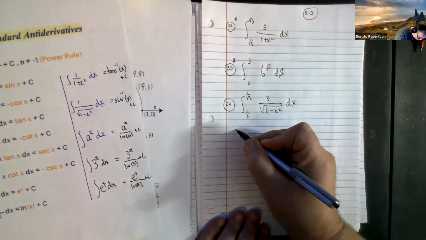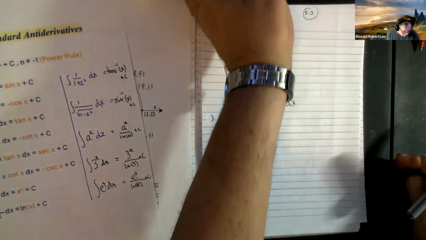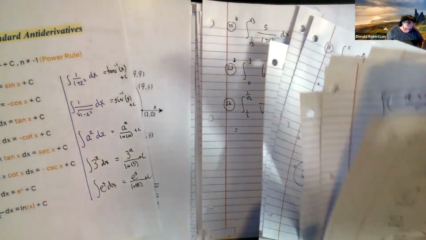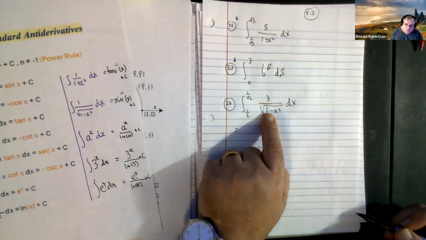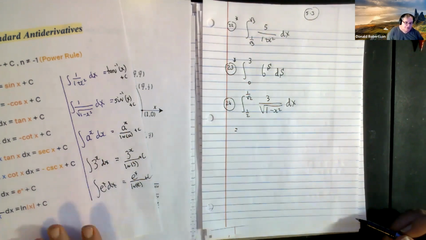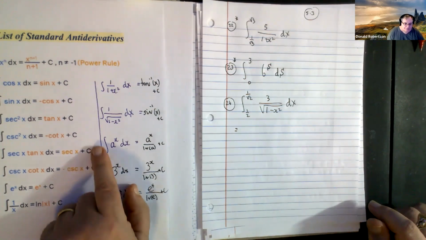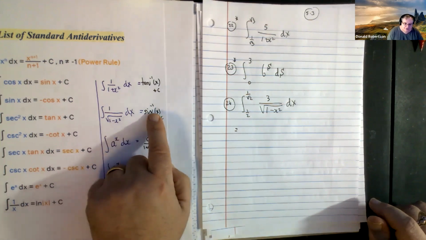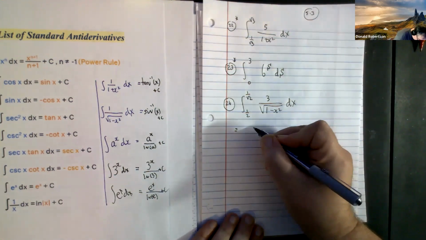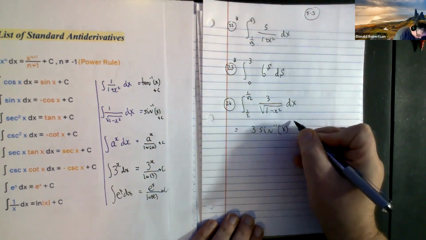Right. Last one, 24, and then we can start our final section for this week. Three over the square root of 1 minus x squared. Well, the guy that matches with is this one here. 1 over the square root of 1 minus x squared is an inverse sine function. So 3 of them will get me 3 inverse sine of x.